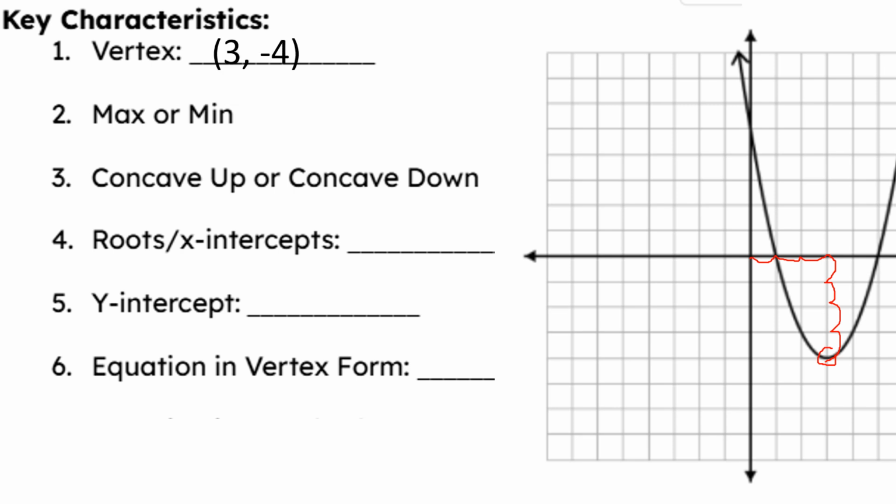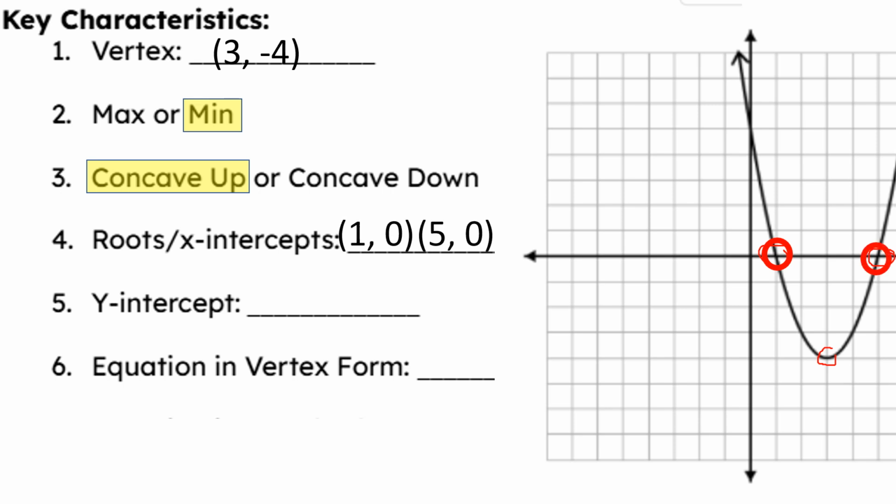My vertex is the lowest point on the graph, so it'll be a minimum. And it's concave up. My roots, or my x-intercepts, are where it crosses the x-axis. So if I take a look at this, it crosses the x-axis here and here. So I'm just going to read that off my graph, and it's going to be (1, 0) and (5, 0).